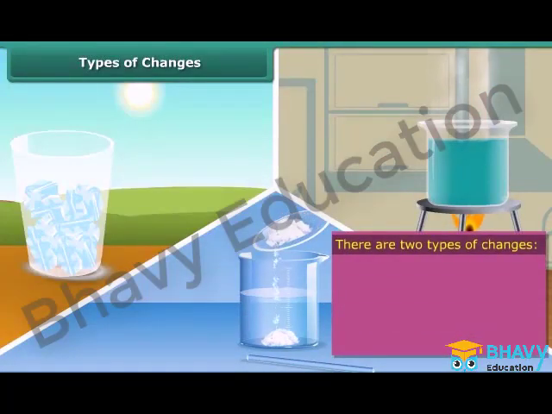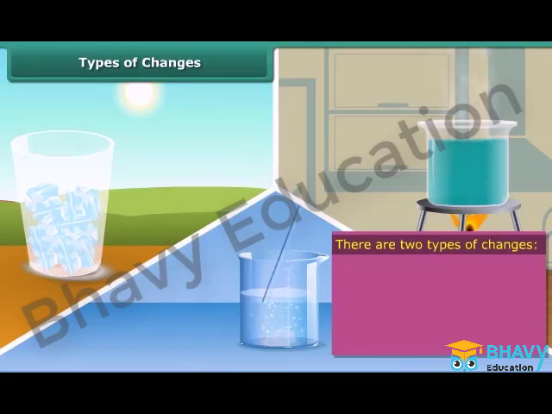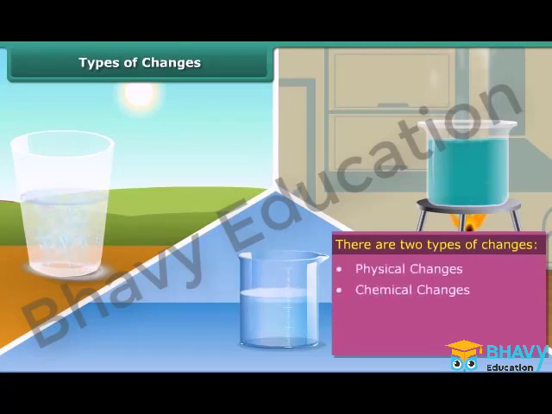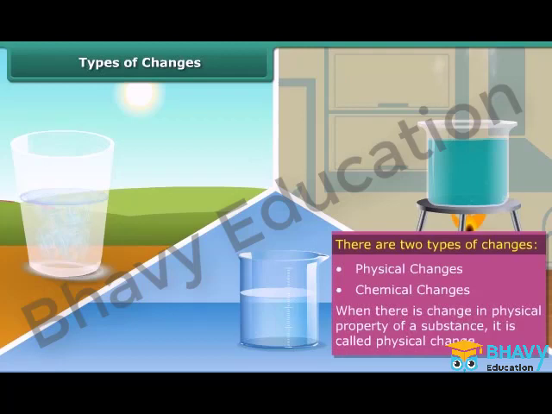Types of changes. Changes are of two types: physical change and chemical change. In this module, you will study the physical changes. When there is a change in properties such as shape, size, color, and state of a substance, it is called physical change.